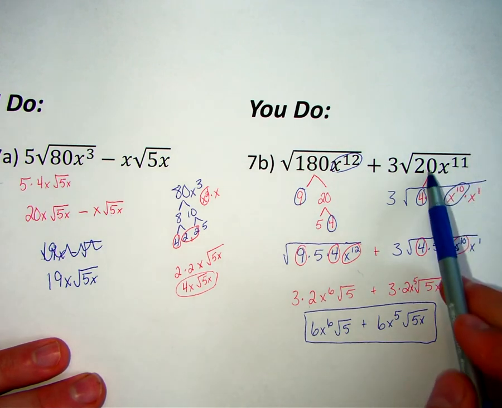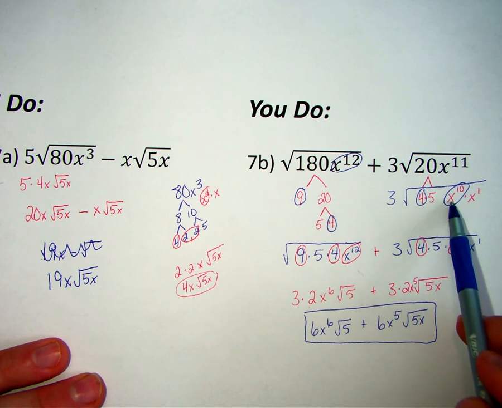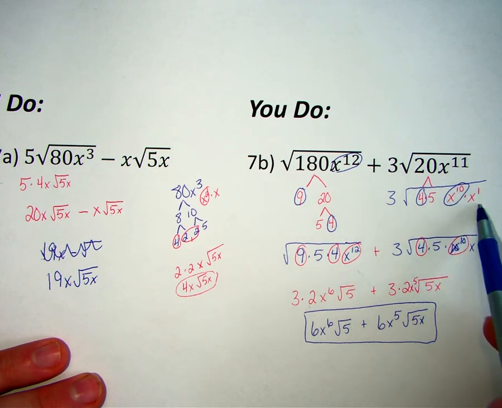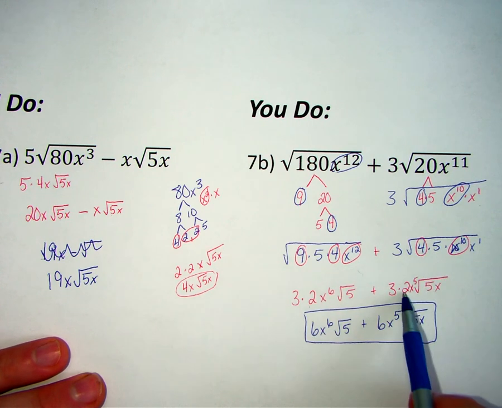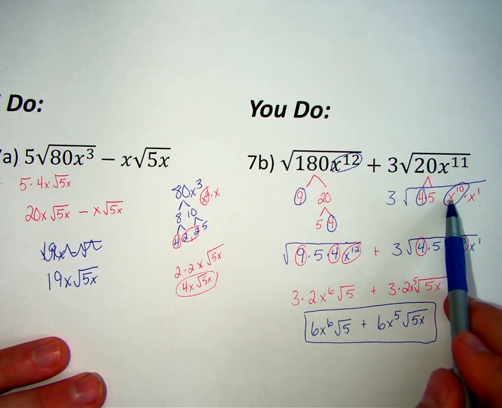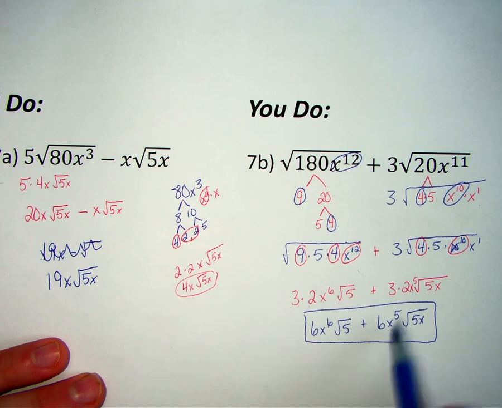But let's go through this. Root 20 is going to be root 5 times 4 times root 10 times root 1. All right. Root 4 is 2, so that's going to come out in front. X to the 10th is going to be x to the 5. So we can multiply those together. 3 times 2 is 6. X to the 5th, root 5x. And that will be our final answer.